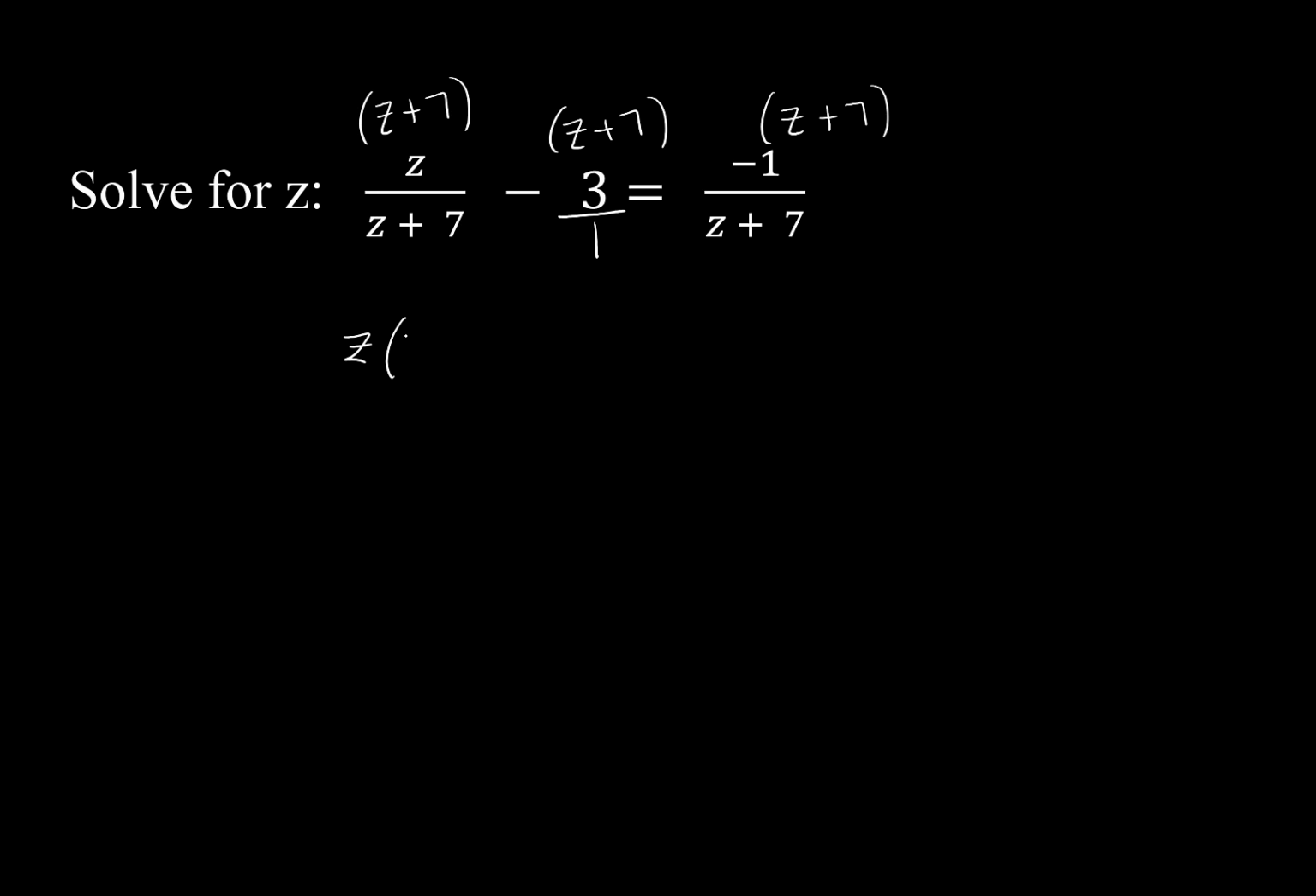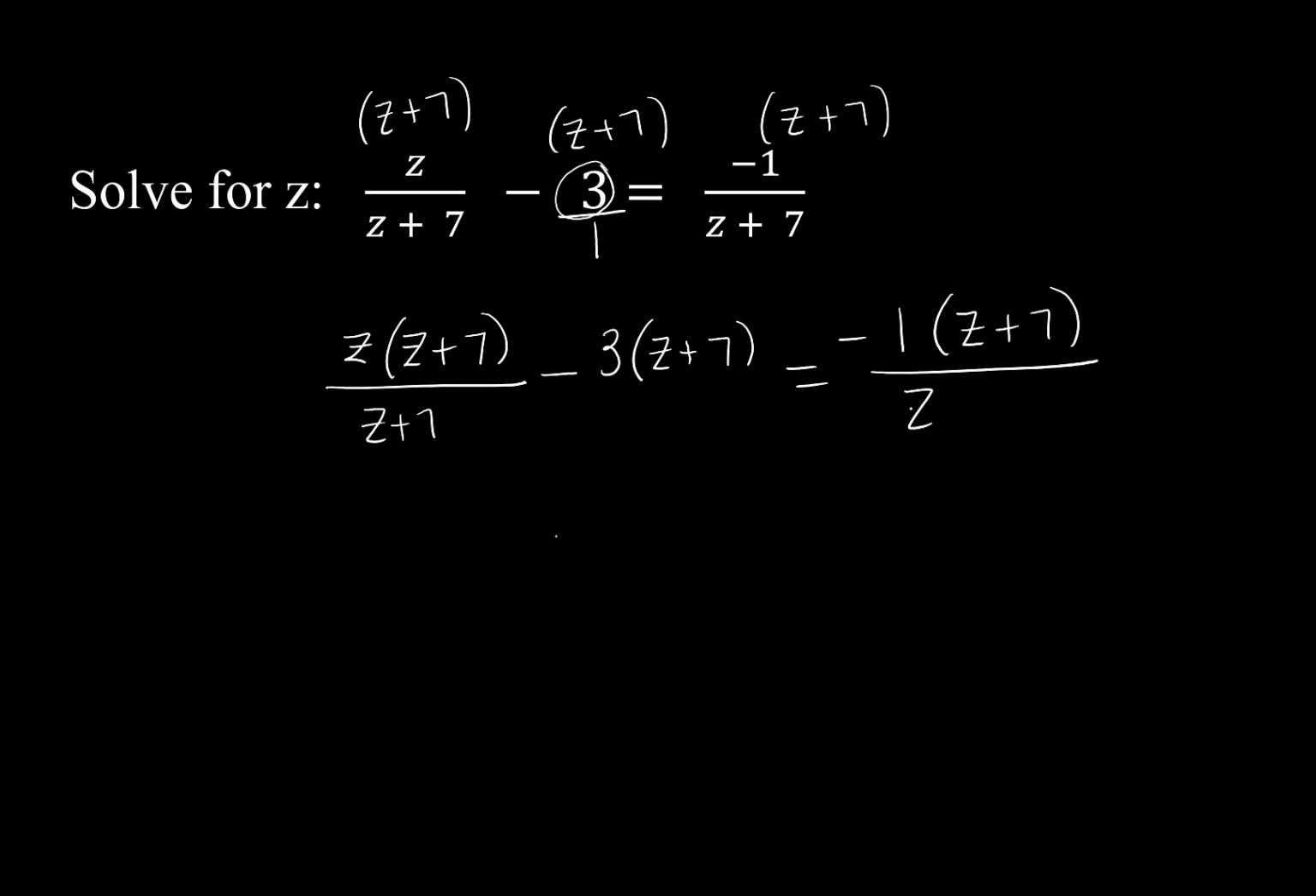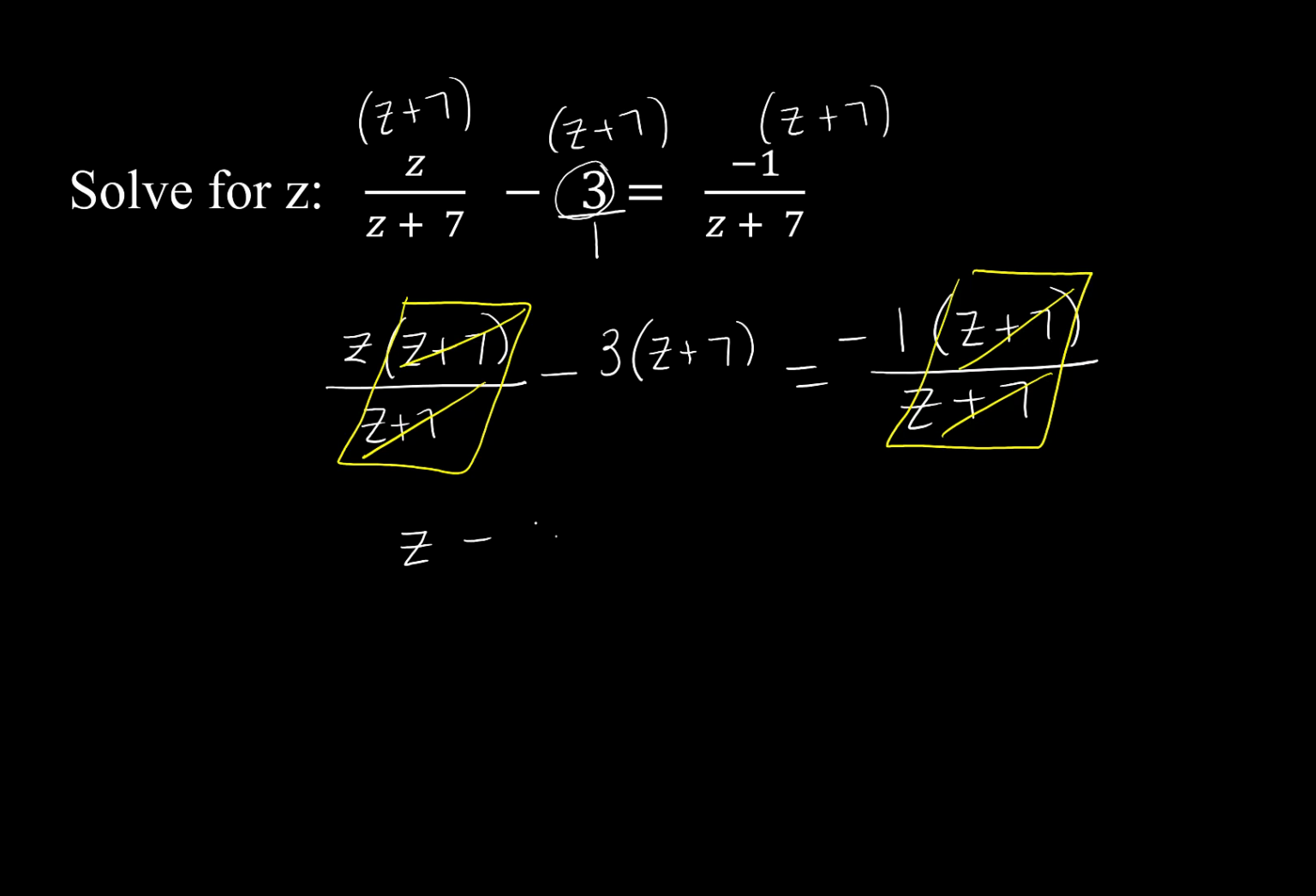We have z, which is from the original fraction, parentheses z plus 7 over z plus 7 minus 3 times z plus 7 as part of a denominator to multiply by. Okay, let's finish this one. This is negative 1 times z plus 7 over z plus 7. Now we're going to go through and simplify the fractions. Notice that the z plus 7 and z plus 7s cancel, and the same is going to happen over here. z plus 7 and z plus 7 will cancel. Now the problem looks like z minus 3z minus 21. All I did was just use the distributive property here, equals negative 1.